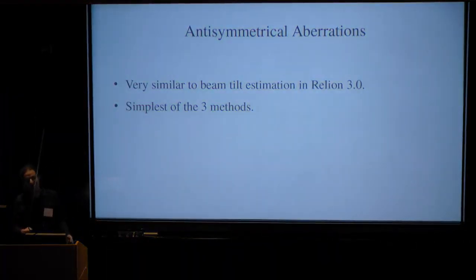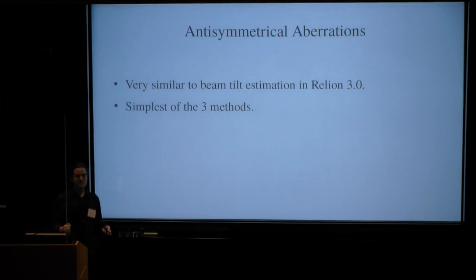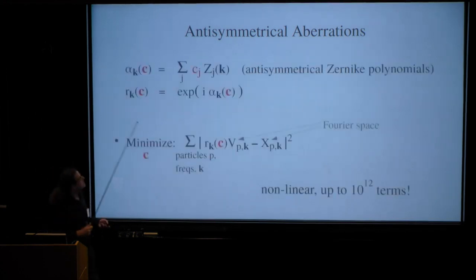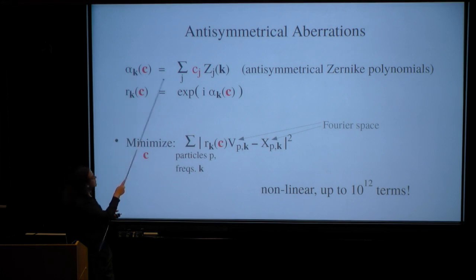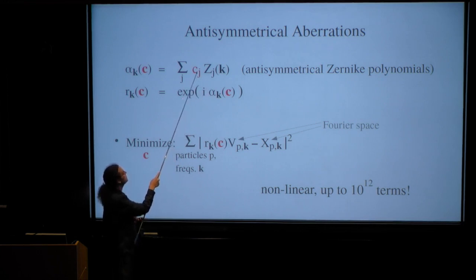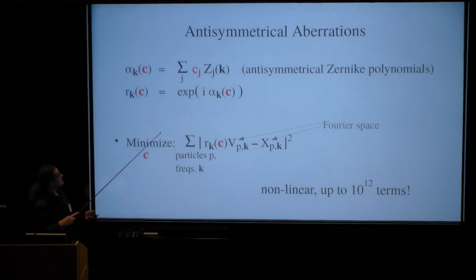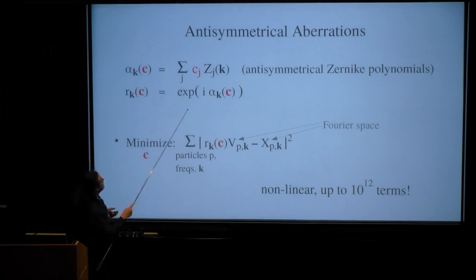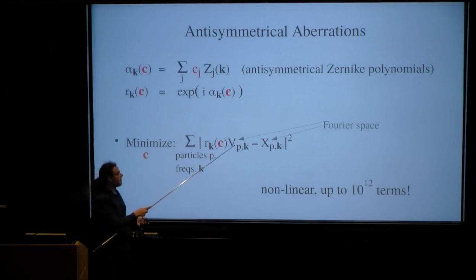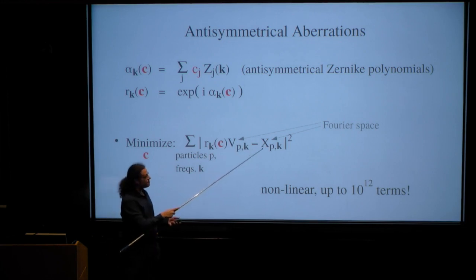So to come clean here, the anti-symmetrical aberrations are essentially the same as the beam tilt estimation in RELION 3.0, just with a different model. But it's the simplest of the three methods that we'll be talking about today, so I'll use this as an entry point. For the anti-symmetrical aberrations, we would like to represent an angle field, one angle for each Fourier pixel k, as a linear combination of anti-symmetrical Zernike polynomials. And these are the unknowns, these red letters. And then these phase angles produce phase shifts. That's just numbers on the unit circle in the complex plane that, when multiplied to the predicted images, rotate them as closely as possible in least squares sense to the complex amplitudes in the observed images.